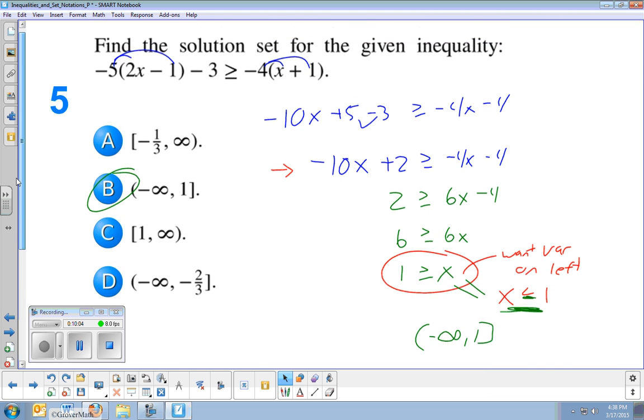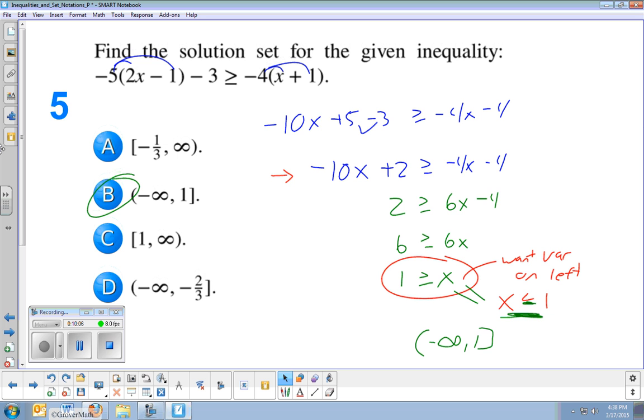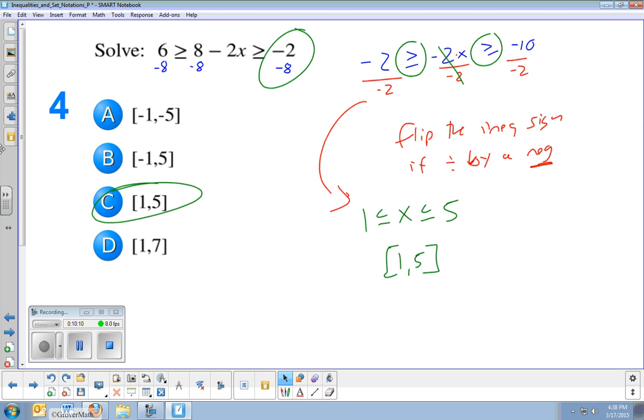All right, so it's a lot of just inequalities and solving basic equations and that kind of stuff. Sometimes you have to work two sides simultaneously. Don't forget if you divide by a negative to flip the inequality sign. And then it's just working with the set notation stuff, which is not too bad. Basically, if there's an equal to bar, it gets a bracket. If not, a parenthesis. And infinity always gets a parenthesis.